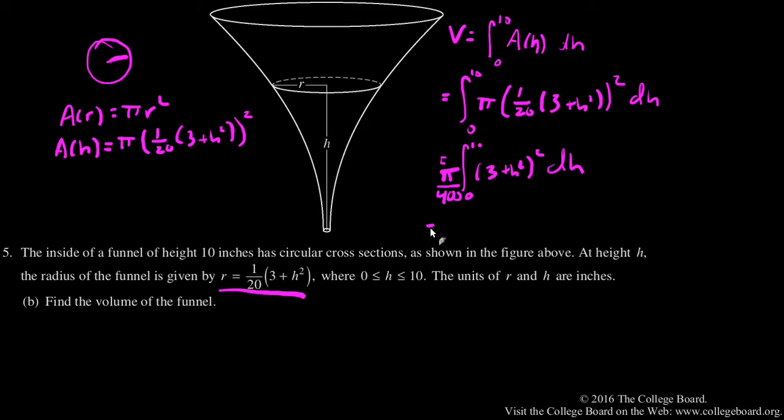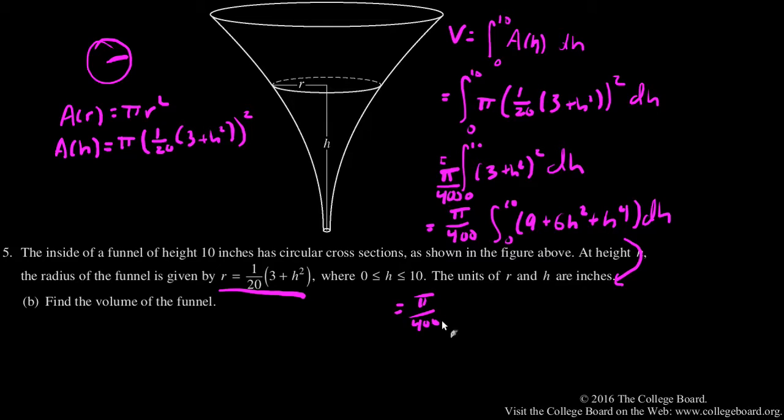And I can keep going. So I have this pi over 400 times the integral from 0 to 10. 3 plus h squared squared is 9 plus 6h squared plus h to the 4th dh. And now I'm just going to sort of skip over this part. So that's going to equal pi over 400 times this antiderivative, which is going to be 9h plus 2h cubed plus h to the 5th over 5, evaluated from 0 to 10.